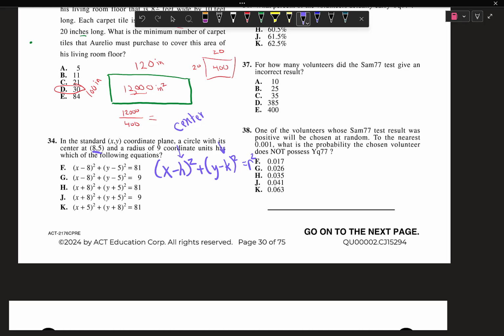They tell us the center is 8, 5. And they're both positive, so it's just x minus 8 squared plus y minus 5 squared. And then the radius is 9, so 9 squared equals 81. Hopefully that is an answer choice. That is F. Be careful, they really want you to choose G, but in the formula you've got to square the radius.